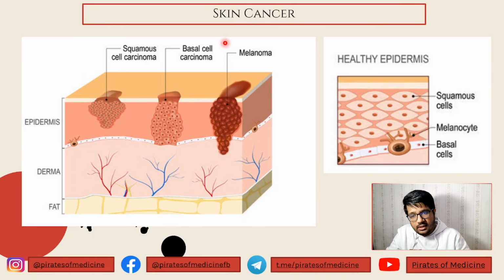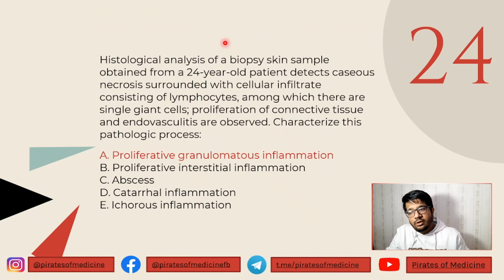Cancer of melanocytes. So let's go to the next one. 24th is that histological analysis of a biopsy skin sample obtained from a 24-year-old patient detects caseous necrosis surrounded with cellular infiltrate consisting of lymphocytes, among which there are single giant cells, proliferation of CT, and endovasculitis are observed. We just talked about this.